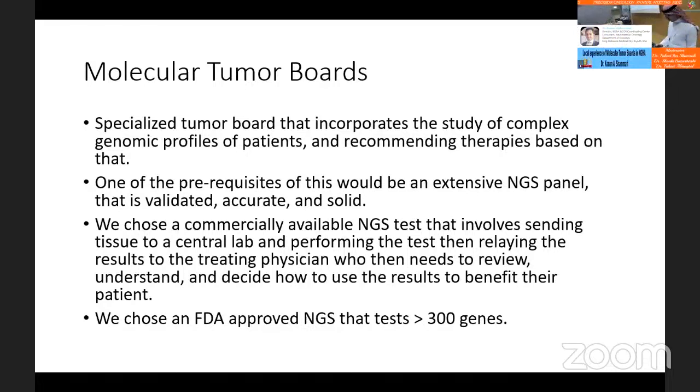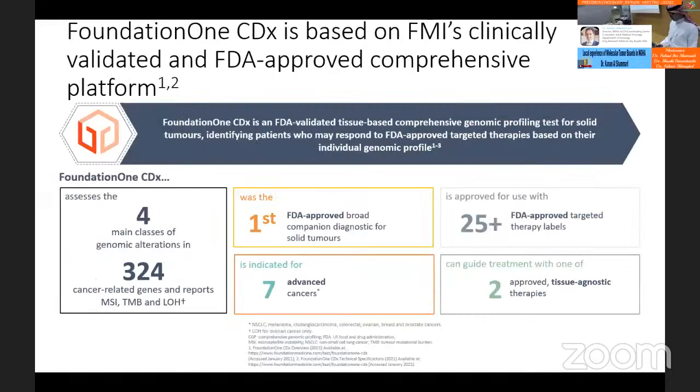We basically chose an FDA-approved NGS that tests more than 300 genes. And the test is basically Foundation One CDx. So this is one of the earlier FDA-approved tests that assesses 324 cancer-related genes. It does report MSI and TMB, and is indicated for at least 7 cancers. And it is approved for use as a companion diagnostic for more than 25 FDA-approved targeted therapies.